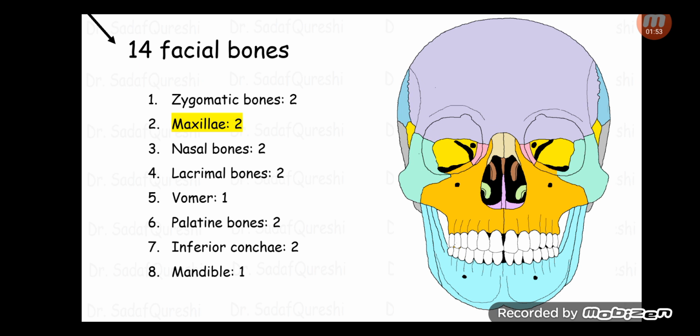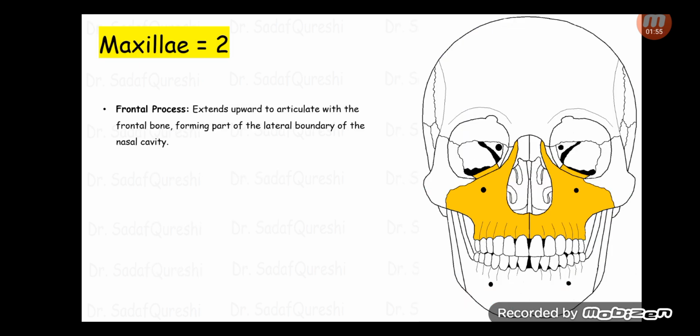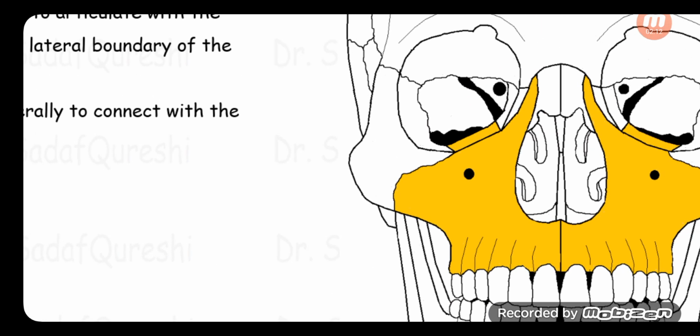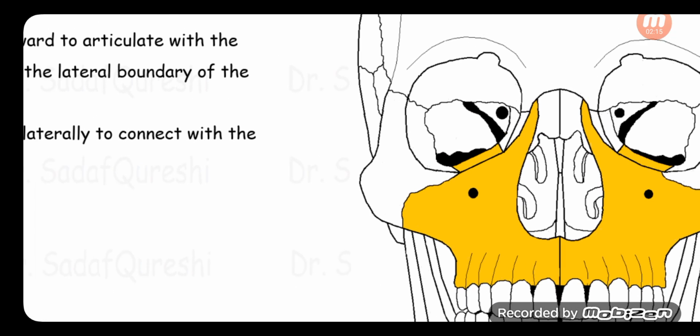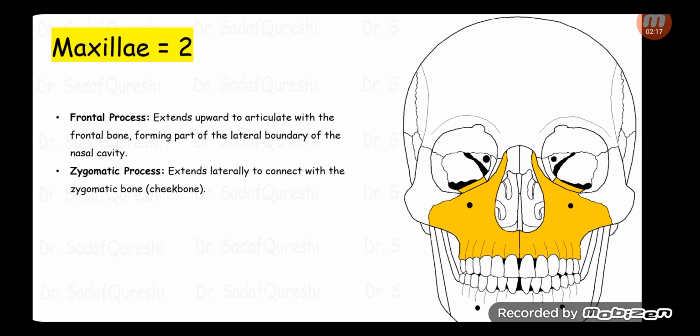The next facial bone we have is the maxilla. Maxilla is also a paired bone, that means there are two in number, and here you can see in the diagrammatic representation of the skull the colored part is the maxilla. It has a frontal process that extends upward to articulate with the frontal bone, forming part of the lateral boundary of the nasal cavity. Here you can see this area that is forming the lateral wall of the nasal cavity. It is the frontal process of the maxilla.